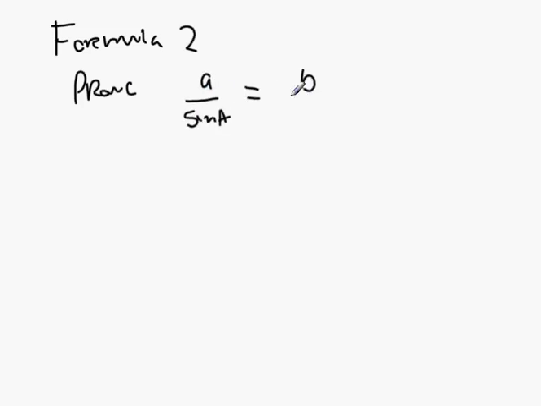So, formula 2. There you go. Formula 2 is proving the sine rule. Prove a over sine A equals b over sine B equals c over sine C.